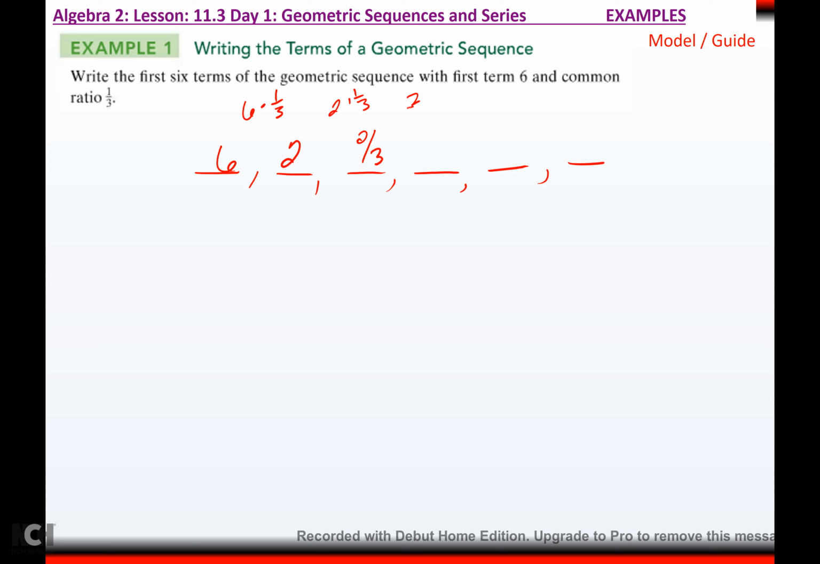To get the next one, I take 2/3 times 1/3, which would be 2/9. To get the next one, I take 2/9 times 1/3, I get 2/27. To get the next one, I take 2/27 multiplied by 1/3, I get 2/81. And there would be my first 6 terms of a geometric sequence with first term 6 and common ratio of 1/3.